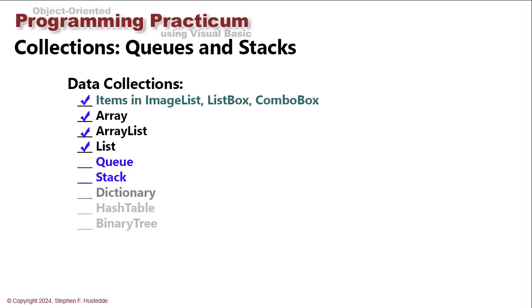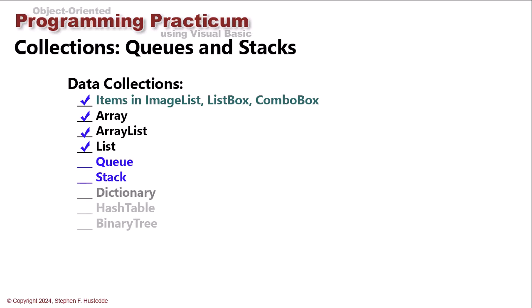We've already seen a number of different types of data collections or data structures within our learning so far. We've had the items collections in controls such as image list, list box, and combo box that can contain multiple items that we can pull from or select. And then in memory we saw an array as a variable that can contain multiple values, and it's static in nature. And then we saw the array list, which is dynamic in nature but very similar to an array. And then we saw a list, which also is dynamic, and as I said, probably the data collection or data structure that I use the most.